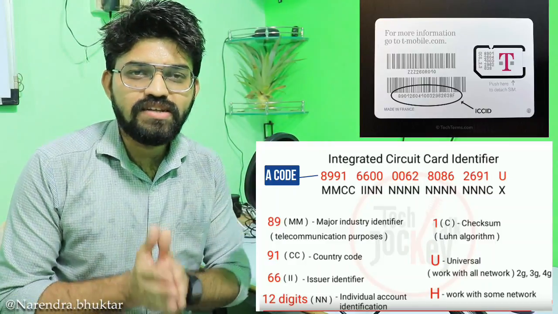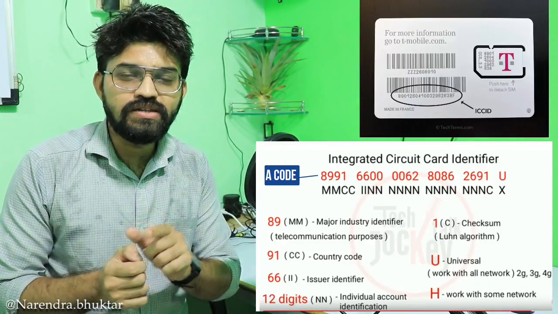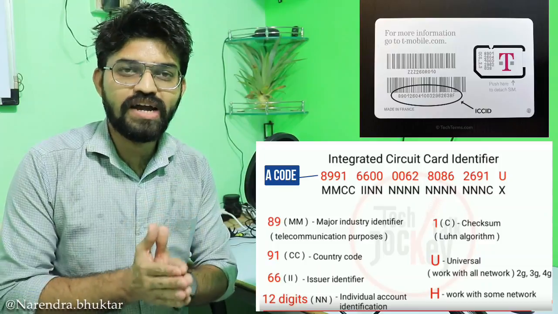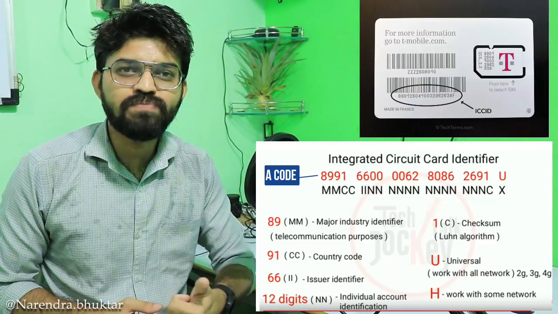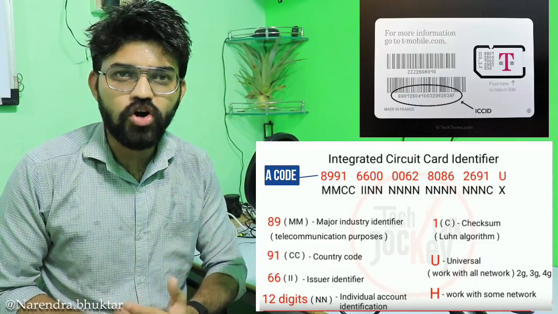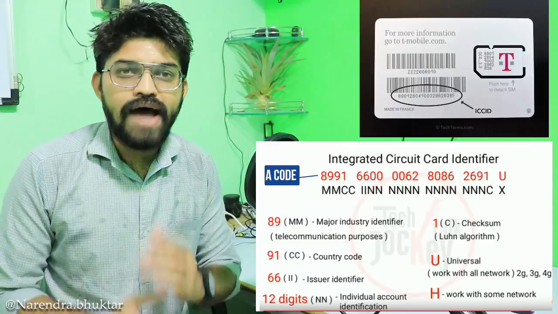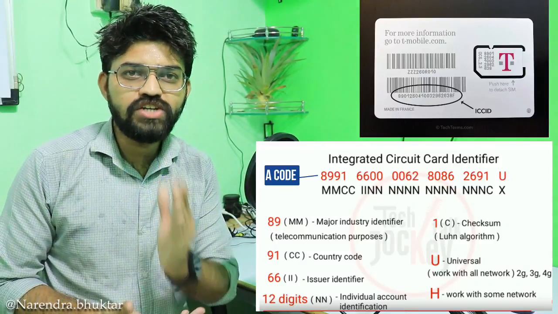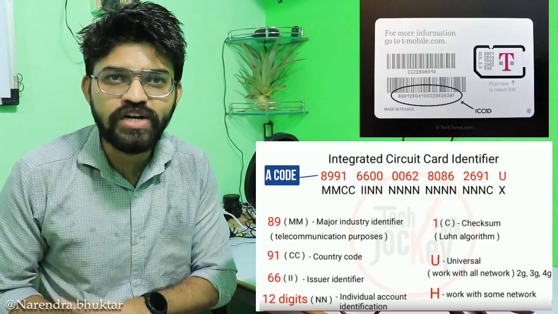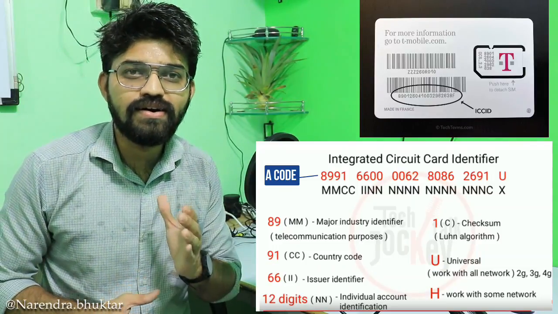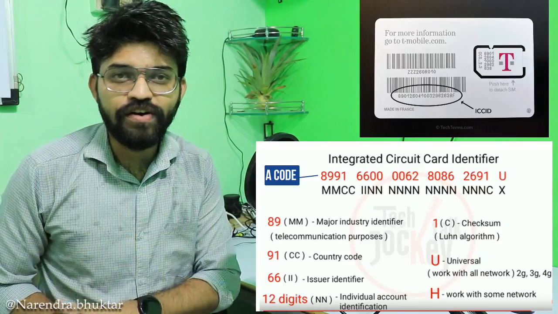The last digit is the checksum, which is the authenticator. It authenticates the service used by the subscriber, for example whether the user has paid all the pending dues or not. And the last one is H and U. H stands for the home network, and U stands for the universal network. So this coding is the ICCID, the integrated circuit card identifier.